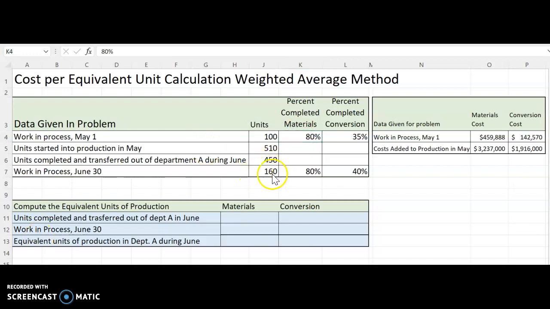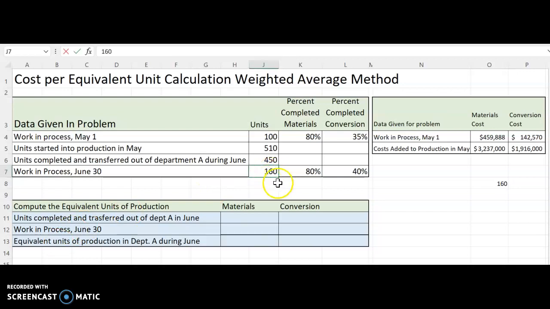So we're going to do the same thing for the ending work in process, but we have 510 units started in production, and we already had 100. So that would be 610 total units that we had in production, and we transferred 450 out. So think about it, 610 that we worked on, 450 we transferred out. That means we have 160 units we're still working on.